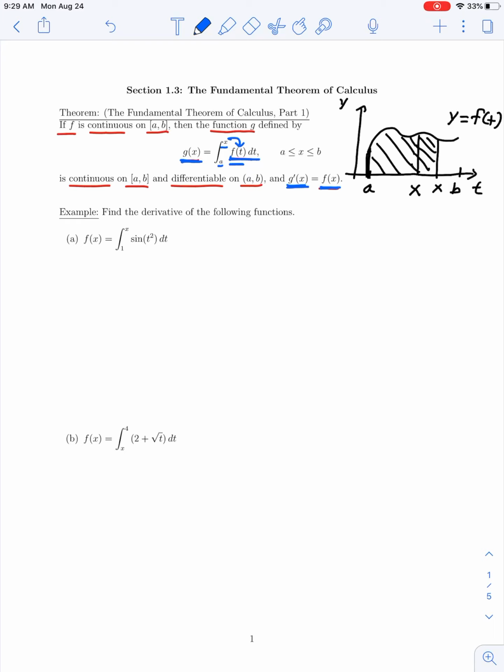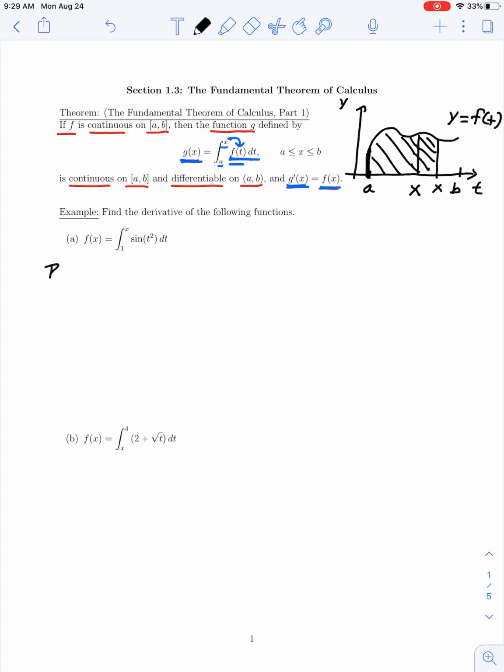So in this first example, we're going to be given some function defined in terms of an integral, and we are asked to find the derivative of each of these functions. So in part A, we have the function f of x is the integral from 1 to x of sine of t squared dt. So here we have a function defined in terms of an integral, and in order to find its derivative, we're going to make use of the fundamental theorem of calculus.